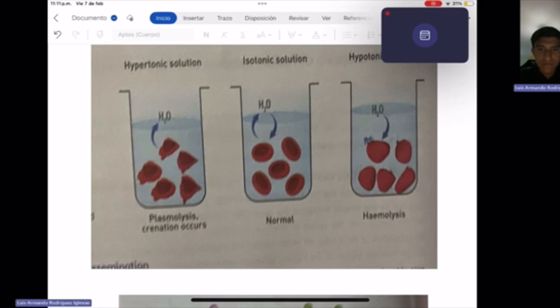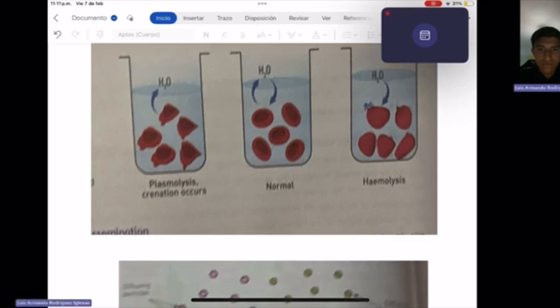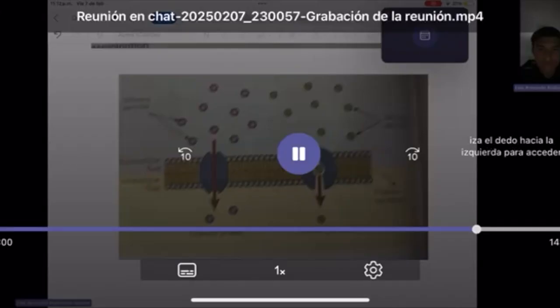Active transport: this is a type of cellular transport that requires energy to move molecules or ions across the membrane against a concentration gradient. Transport proteins.